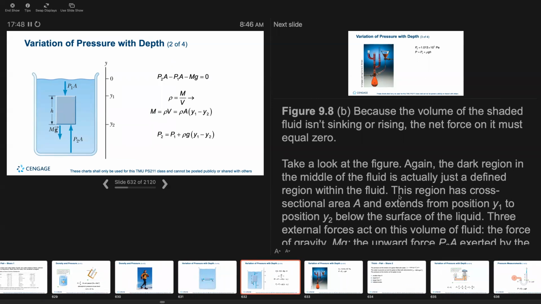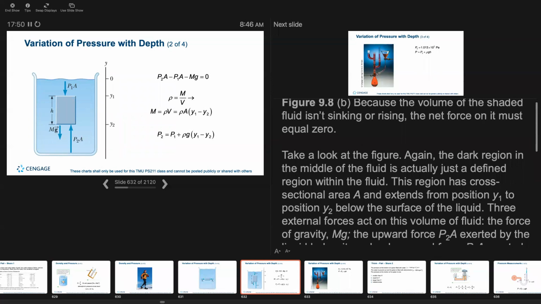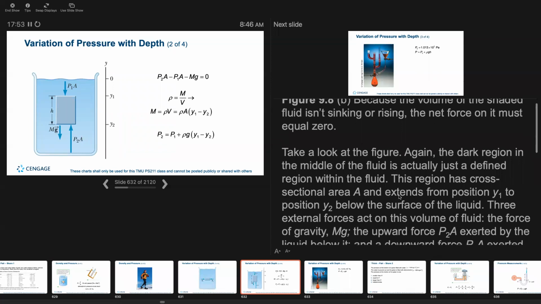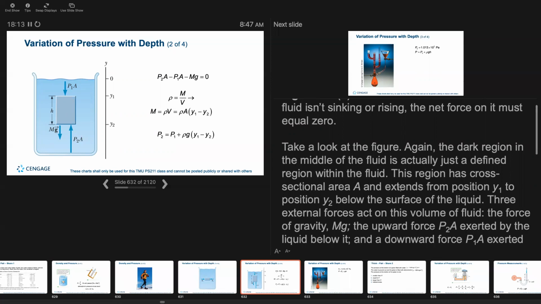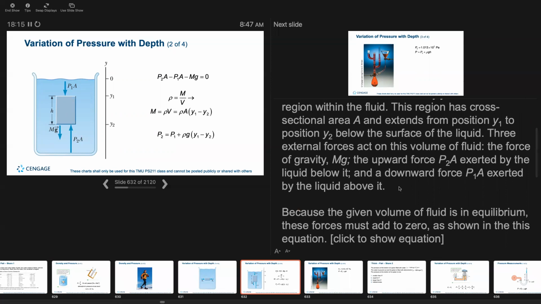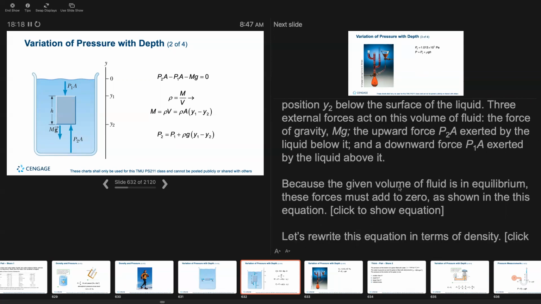So let's take a look at this figure. Again, the dark region in the middle of the fluid is actually just a defined region within the fluid. The region has cross-sectional area A and extends from position y1 to position y2 below the surface of the liquid. Three external forces act on this volume of fluid: the force of gravity, mg, the upward force, P2A, exerted by the liquid below it, and the downward force, P1A, exerted by the liquid above it. Because the given volume of liquid is in equilibrium, these forces must add to 0, as shown in the equation.